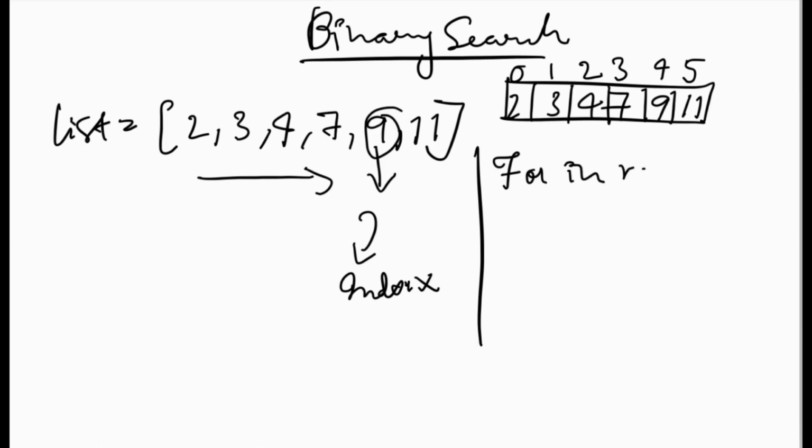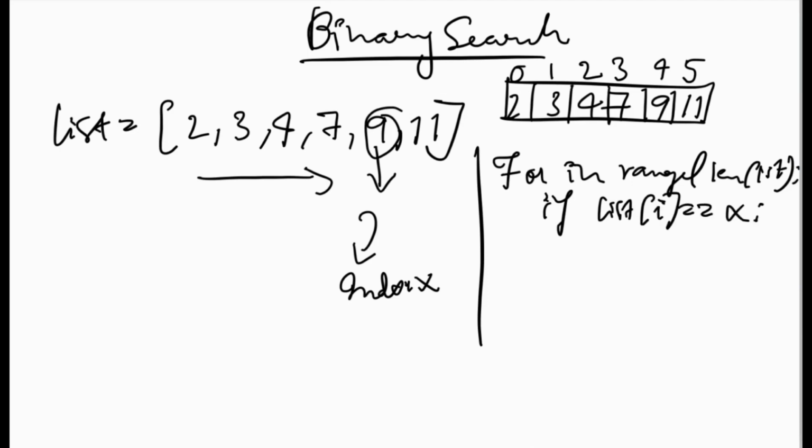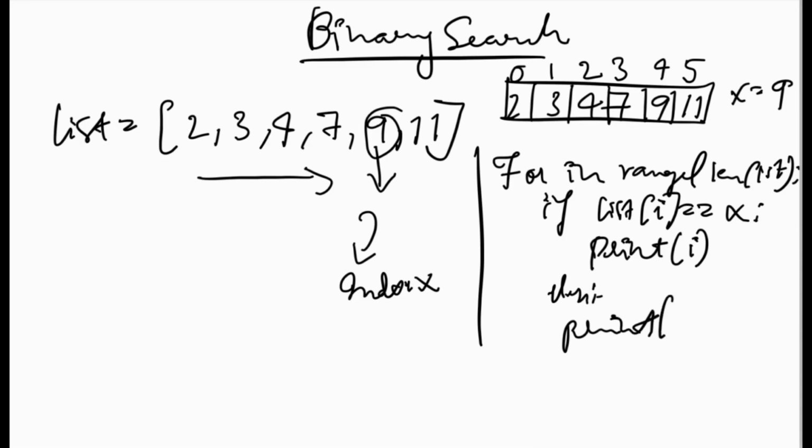So for i in range, we'll check for i in range the length of that list, and we'll take a condition and check whether the list of i is equal to x. Here x is the target value, where x is 9. So it will search for that. If it is present, it will print the index value, else it will print element is not present in the list. Okay, so let us look at the code of this.